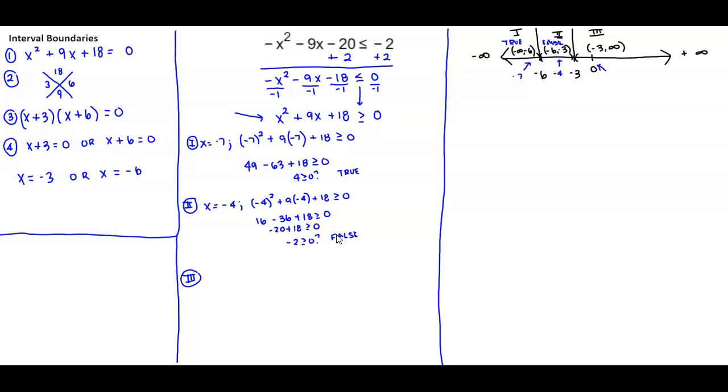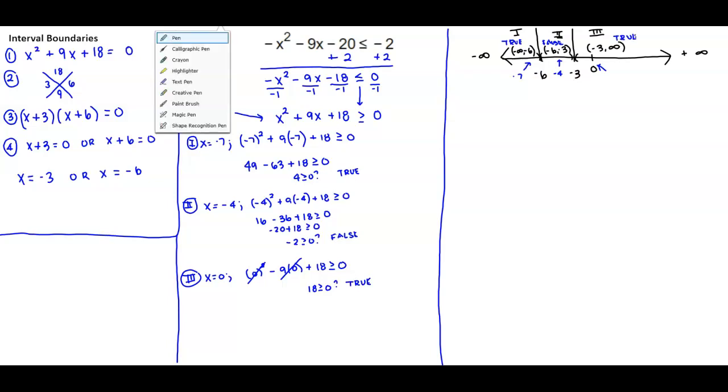Okay, let's try interval 3. We can pick 0, so x is going to equal 0. So we have 0 squared plus 9 times 0 plus 18. Is that greater than or equal to 0? Well, that gives us 18. So is 18 greater than or equal to 0? Well, the answer is true. So it's true for interval number 3. So what do we know? We know that it's true for interval number 1, and we know it's true for interval number 3.